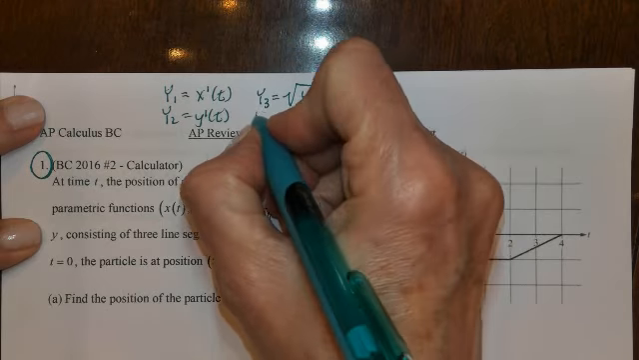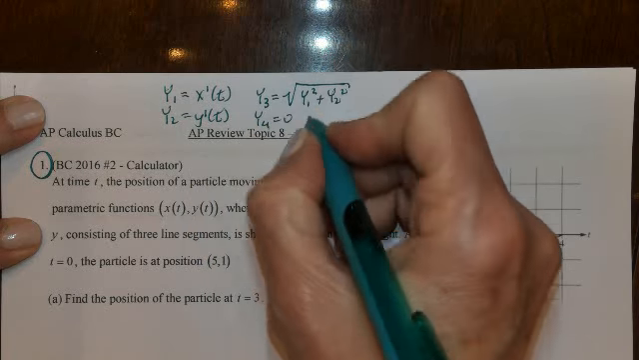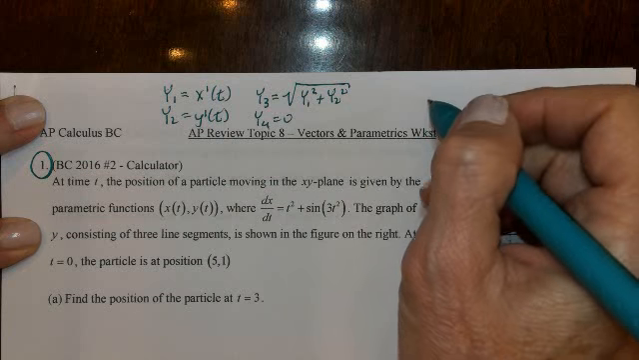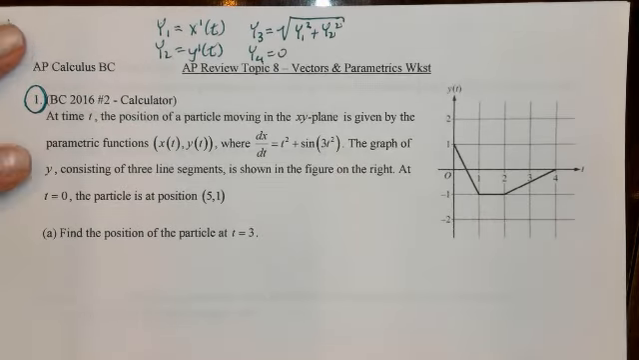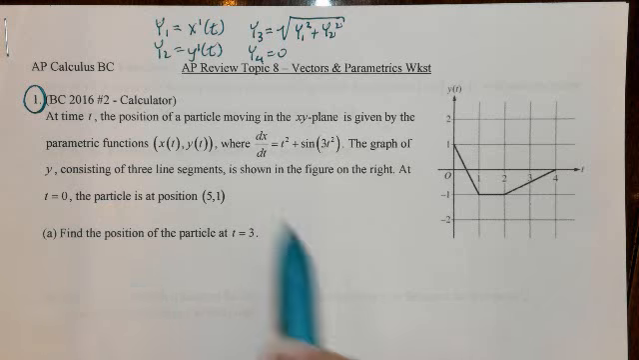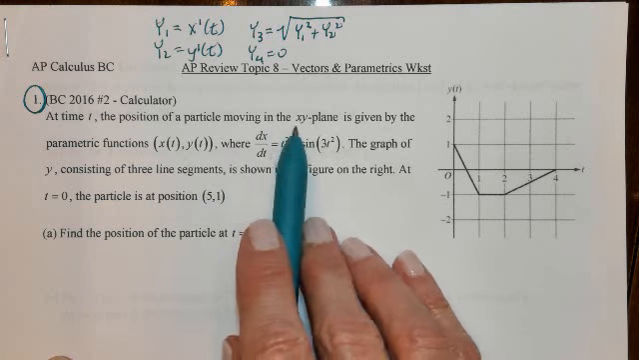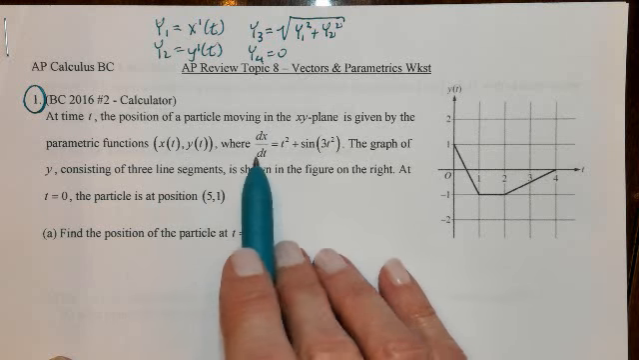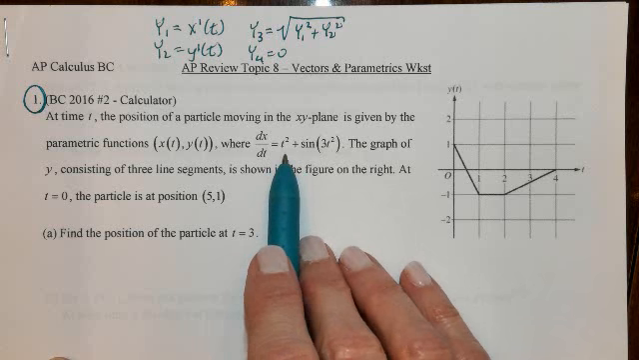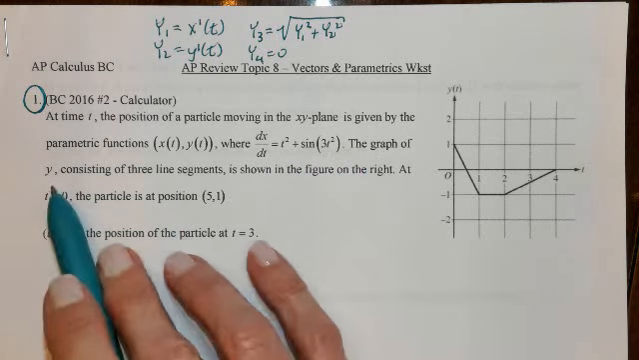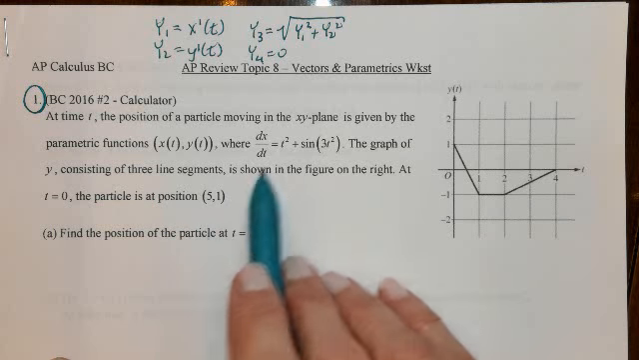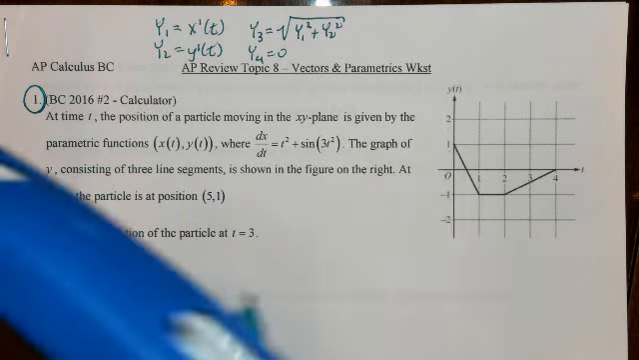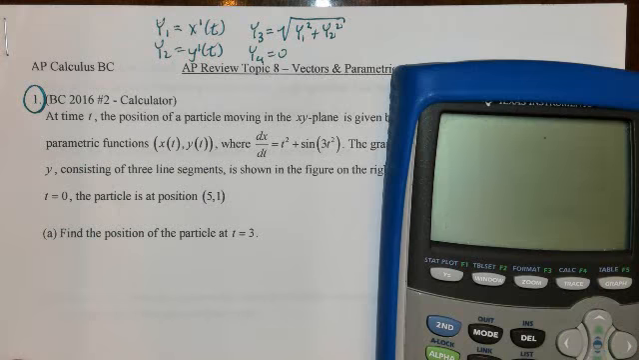In for y4, I like to put 0 just in case we need to see where something crosses the t-axis or the x-axis. All right, so in this problem, we have the position of the particle in the xy plane. They give us dx dt, so I'm going to put that in for y1. It says the graph of y prime, consisting of 3 line segments, is shown in the figure on the right. So they do not give us dy dt, but they give us dx dt.